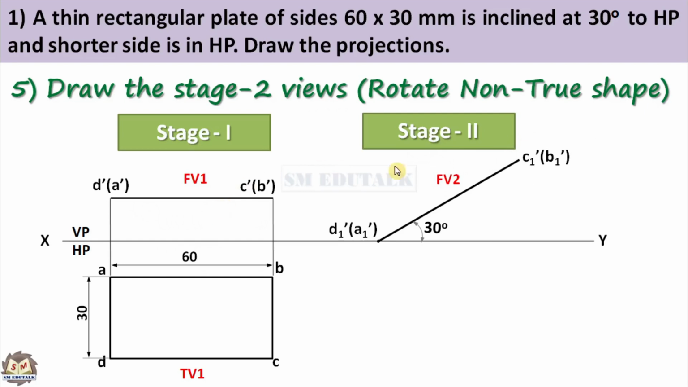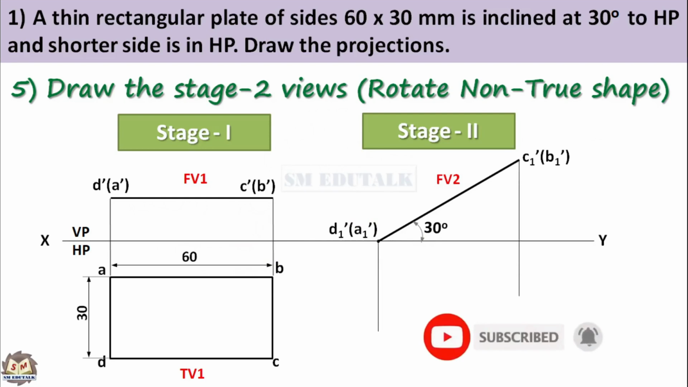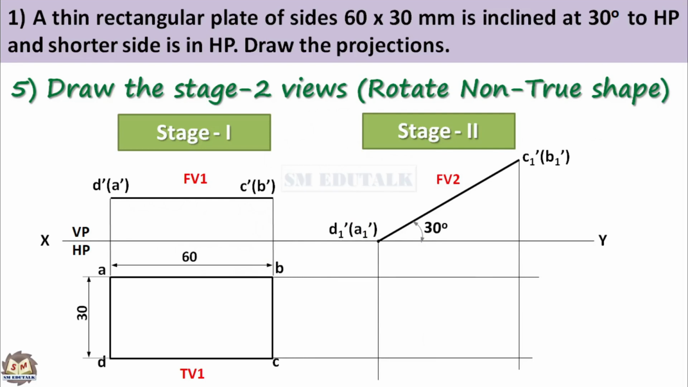Front views of both the stages are the same except the orientation, because in the first stage the front view is horizontal, and in the second stage it is inclined. That's why you are using the same length, that is 60 mm, for both the front views. To draw the top view in stage 2, project the endpoints of stage 2's front view downwards and project the corner points of stage 1's top view to your right.